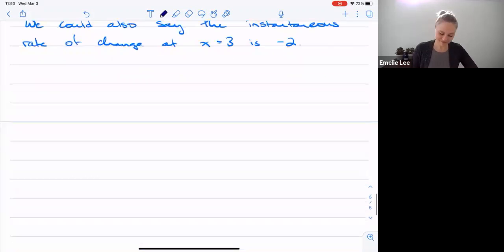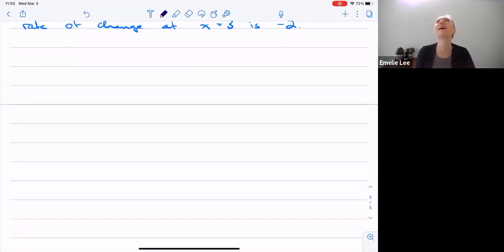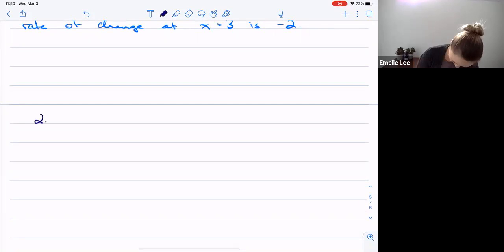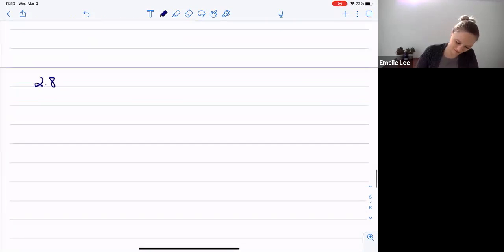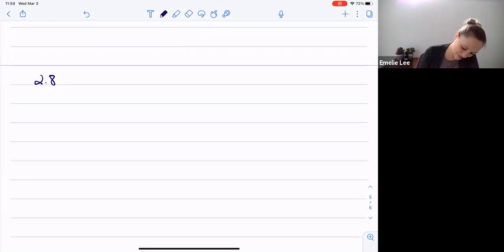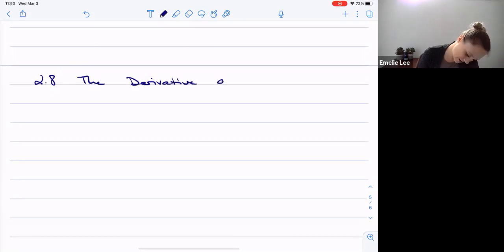So, 2.8, finally. The derivative as a function. Here we go. It's all built up to this. The derivative as a function.